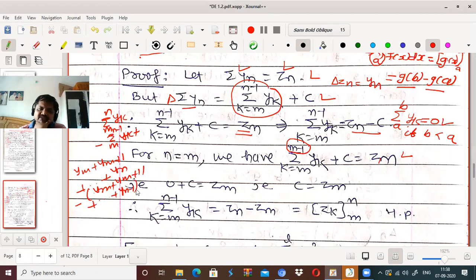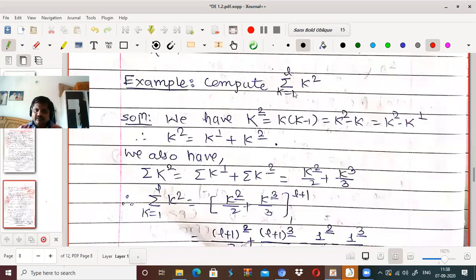So all these terms cancel, and with this one only we will get yn. So delta of summation yn is equal to yn. This is the relation between indefinite summation and definite summation. That is, summation of yn is equal to the sum over k from m to n minus 1 of yk plus some summation constant c. Okay.